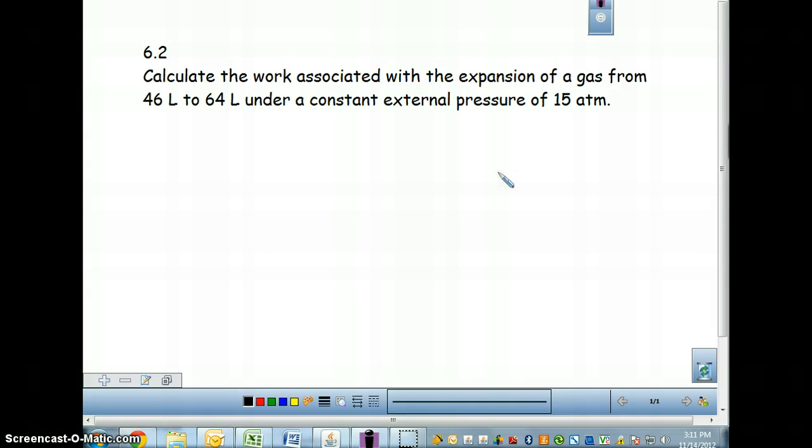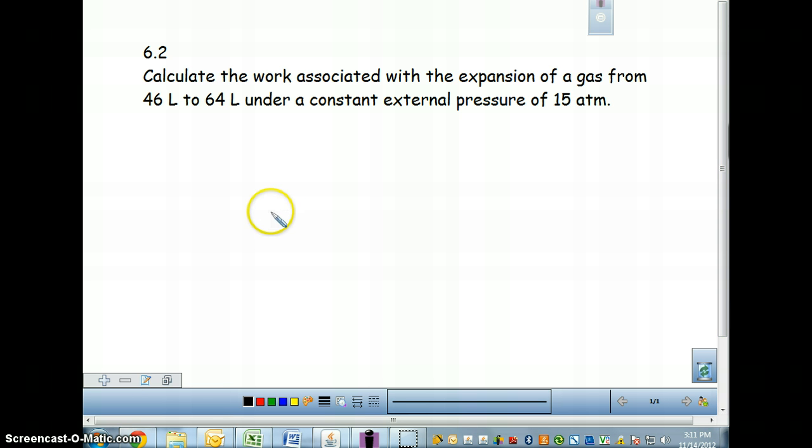The following is example 6.2 out of the textbook on page 247. Here we are asked to calculate the work associated with the expansion of a gas from 46 liters to 64 liters under a constant external pressure of 15 atmospheres.